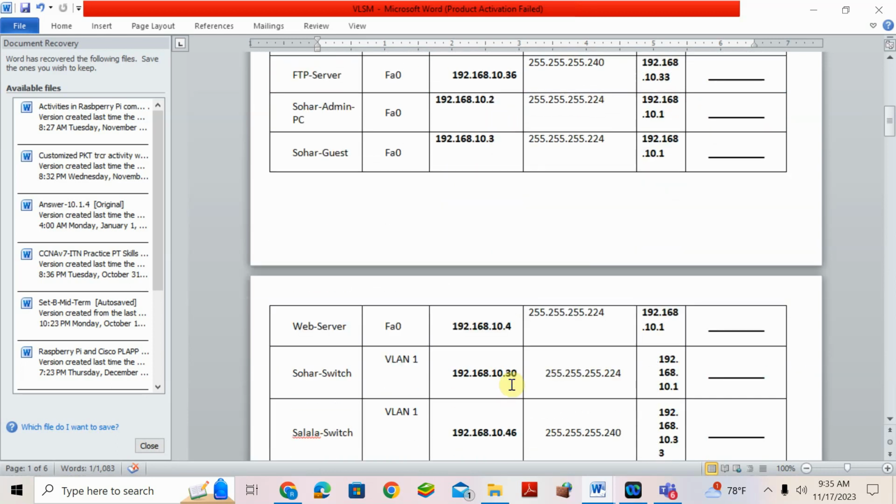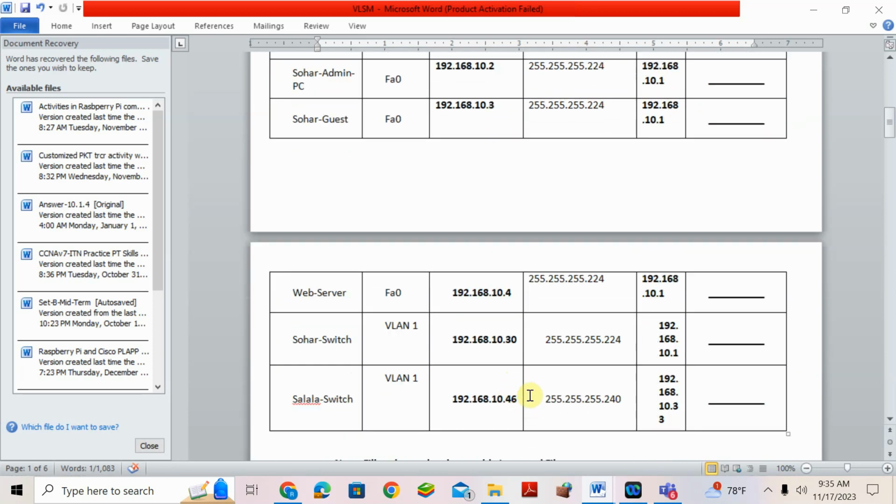Salala switch will be the last IP, 46, because 47 is the broadcast address. Okay.